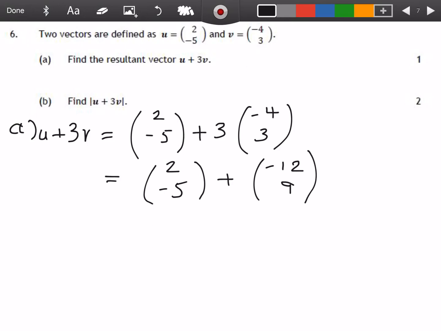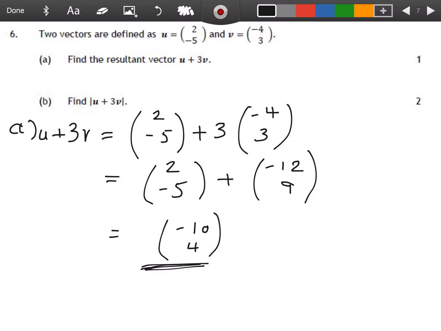That would have been perfectly fine. The first line there is not actually needed. Right, so vector v, we've multiplied it by 3, and we're going to add on vector u. 2 add negative 12, 2 take away 12, is negative 10. And negative 5 add 9, remember this is all non-calculator, is 4. So that's the vector we're looking for.